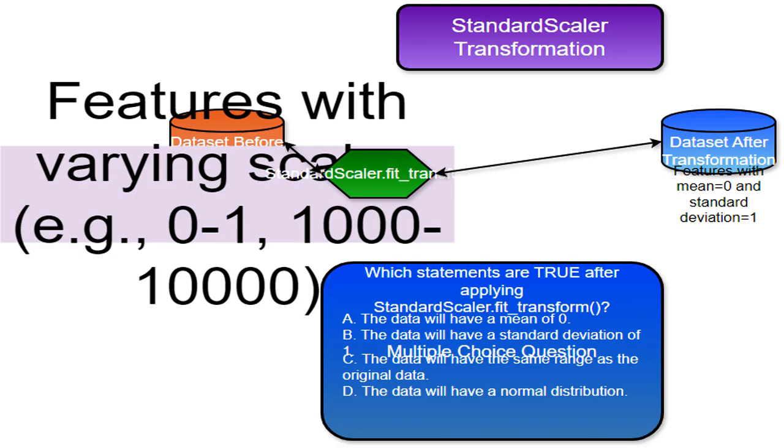This is the method I call to actually perform the scaling. The fit part determines the mean and standard deviation of each feature, and the transform part applies this to center and scale the data.